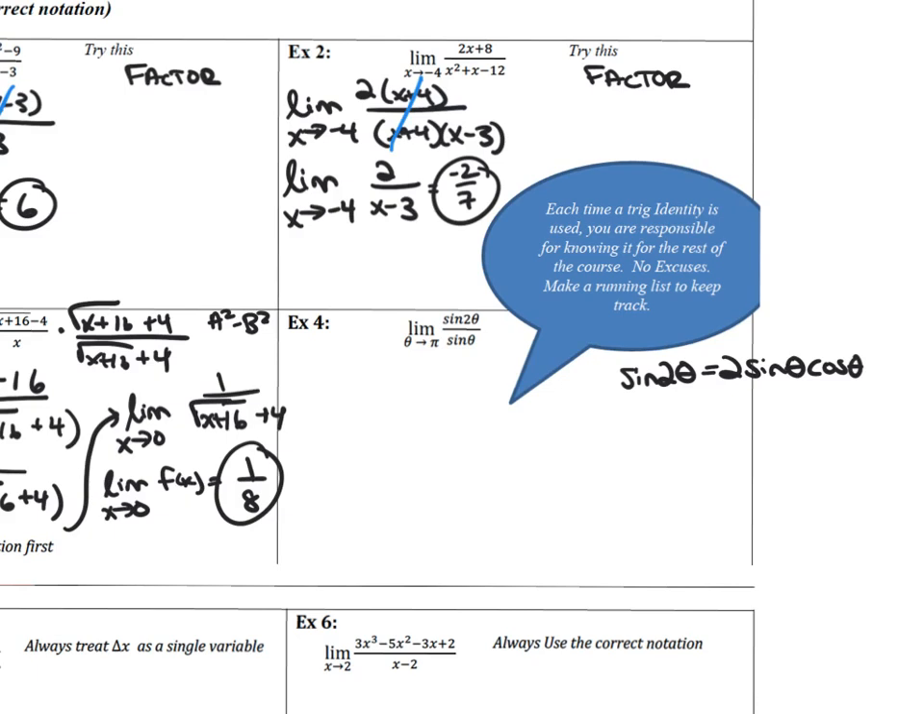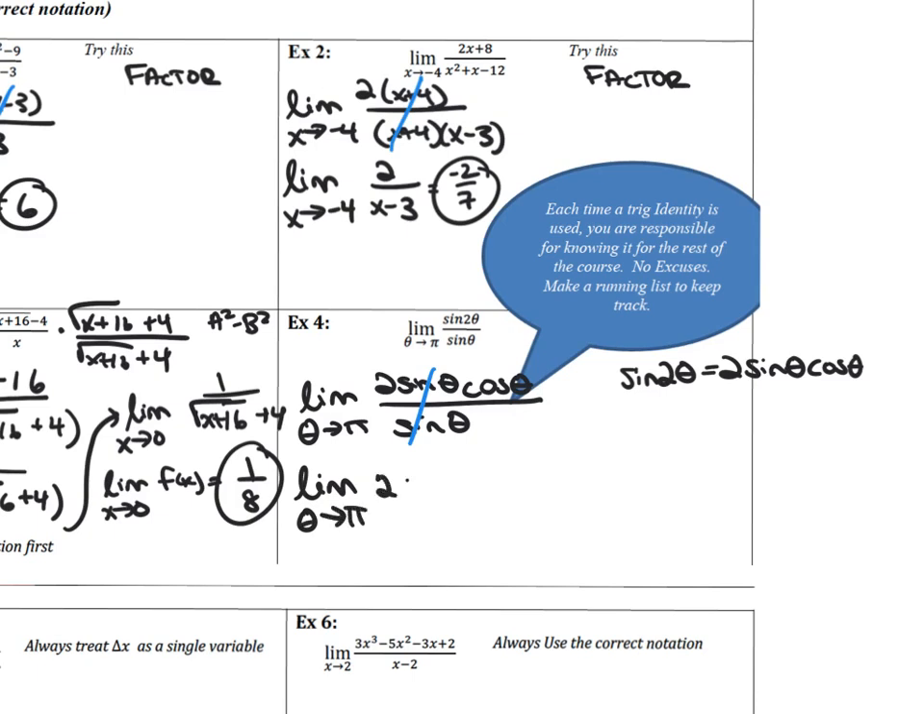So now we'll go back to our limit. We'll have the limit as theta approaches pi of 2 sine theta cosine theta over sine theta. We can see that the sine thetas cancel out, and we're left with a limit as theta approaches pi of 2 cosine theta.